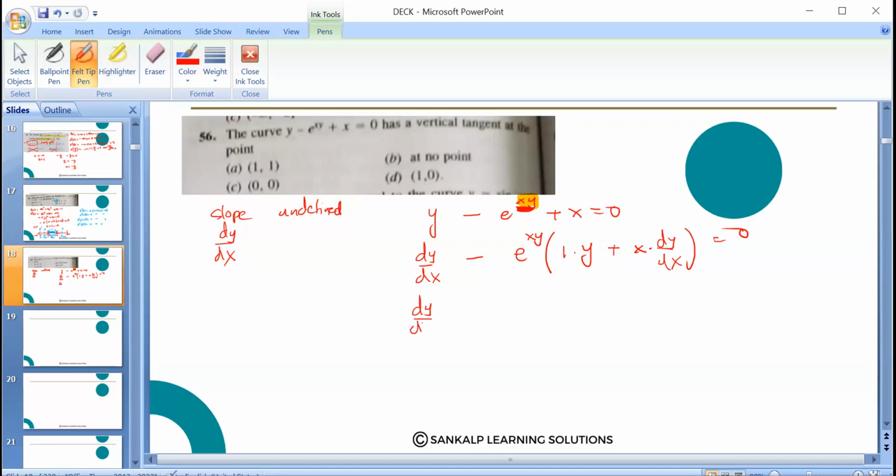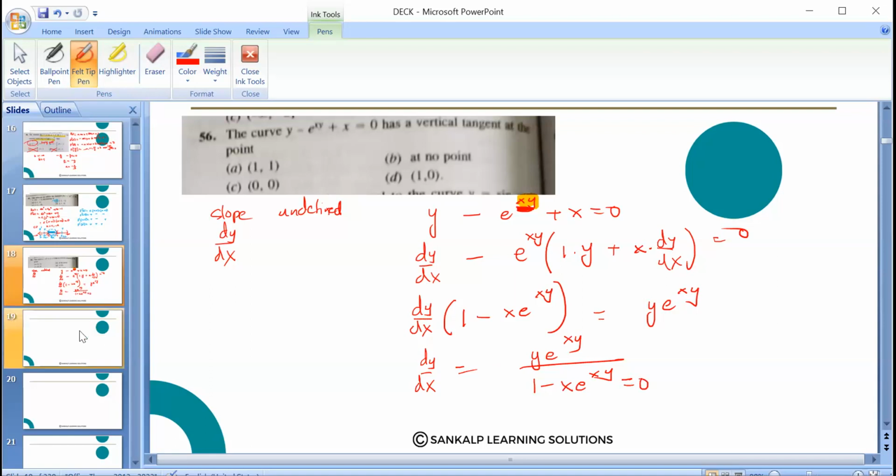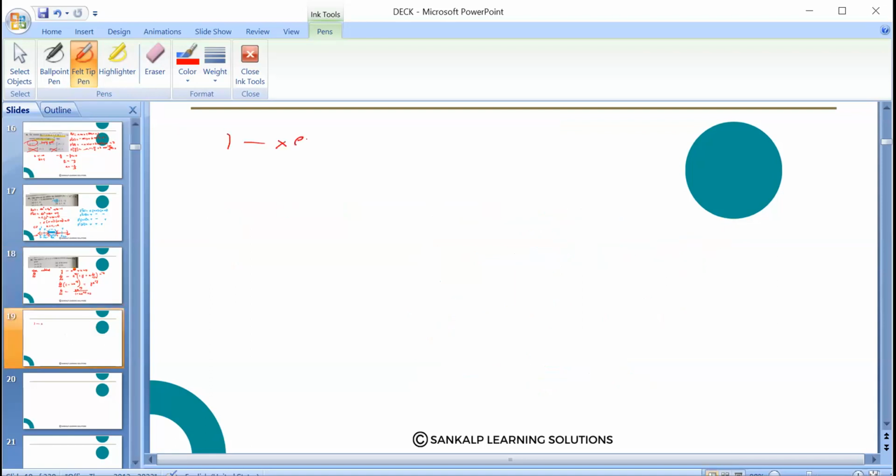Now take out dy by dx common. You'll have 1 minus x e power xy. Take the remaining to the other side. Remaining is y e power xy, which will go to the other side. So dy by dx is y e power xy by 1 minus x e power xy. The slope will be undefined if denominator is 0. 1 minus x e power xy equal to 0.